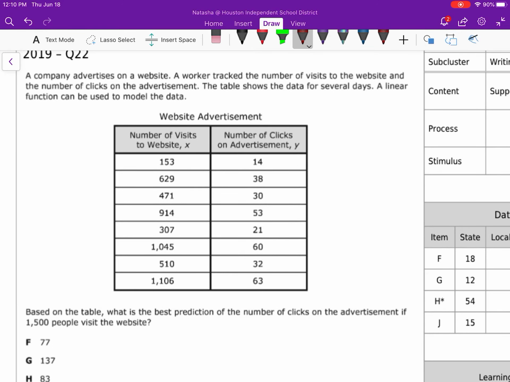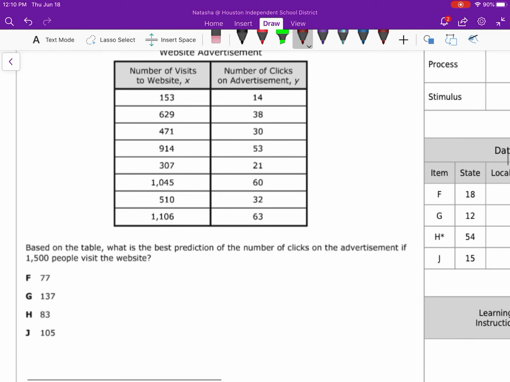The company advertises on a website, and a worker tracks the number of visits. We have our table of values. Based on the graph of the table, what is the best prediction of the number of clicks on the advertisement if 1,500 people visit the website? So we want to make a prediction. If I have 1,500 here, what would this be? Okay, and the number of clicks.